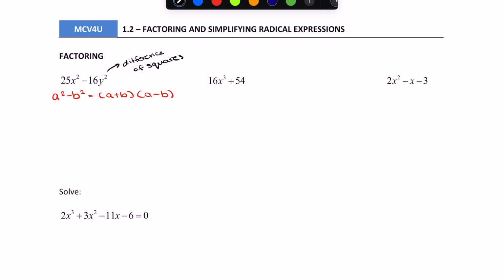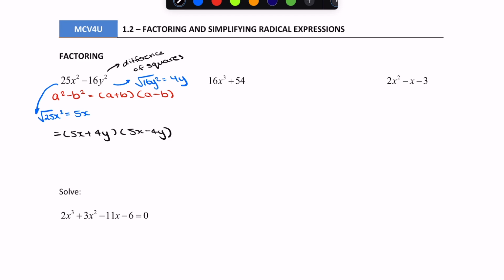So here, what you need to do is square root the first term, which is 25x squared, which will give you 5x. You need to square root the second term, which is 16y squared, which will give you 4y. And so your answer here is 5x, which is your a value, plus 4y, which is b, and 5x minus 4y. So again, it's important to recognize these examples.